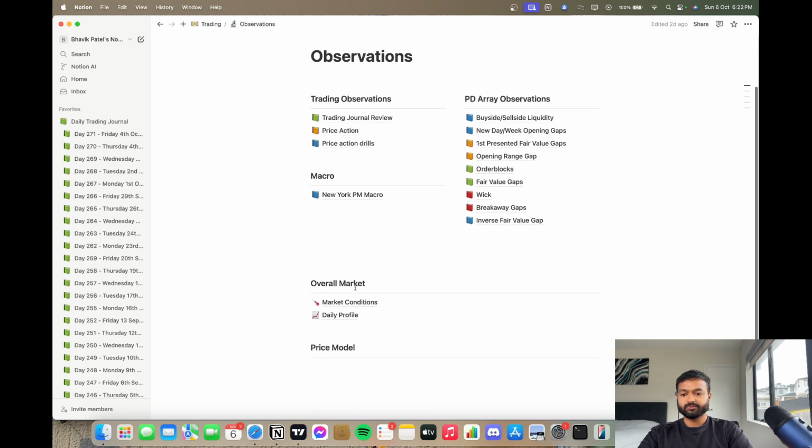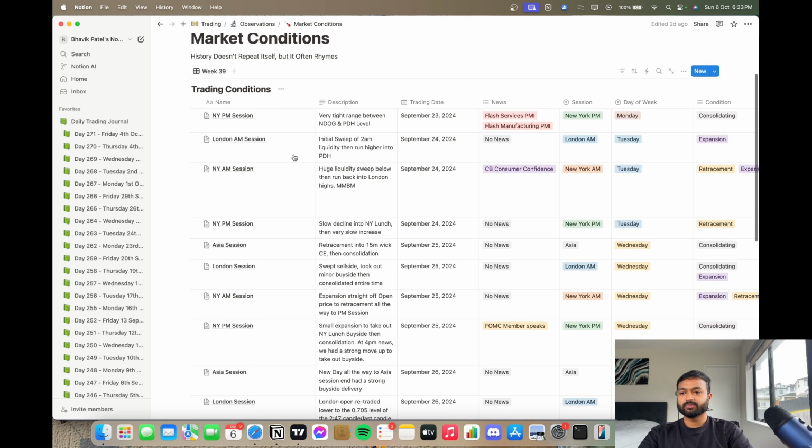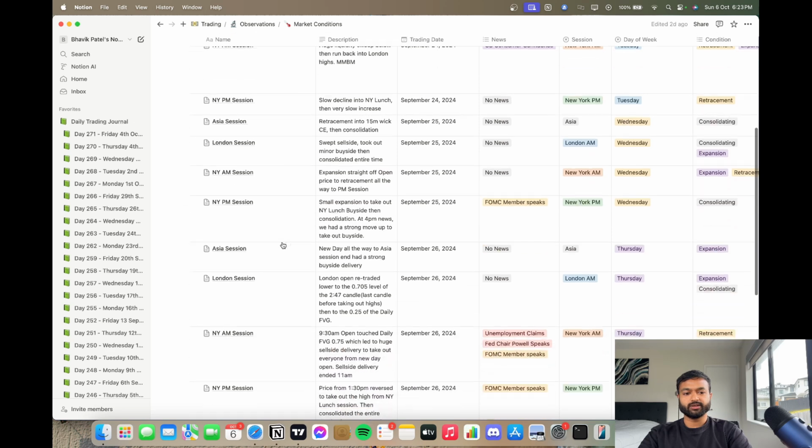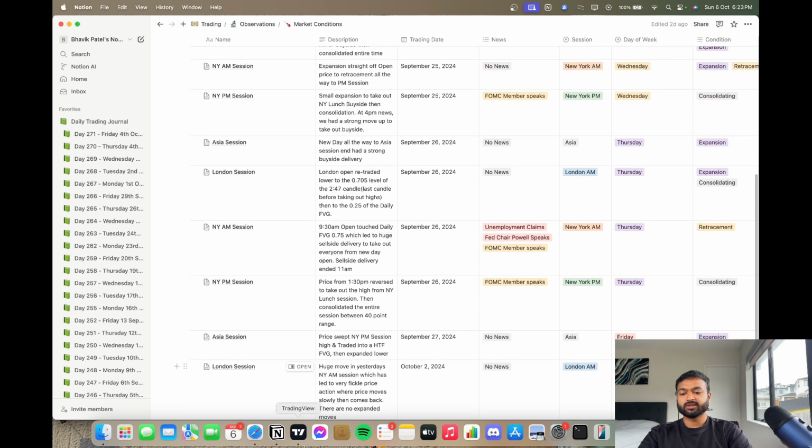And then, market conditions. So this is the conditions of a market. I would say every session, so a day is broken down into 4 sessions. You got the Asia session, London session, New York AM session, New York PM session. And I want to document each session in order to understand how the daily range is made. So a daily range is basically your candlestick.